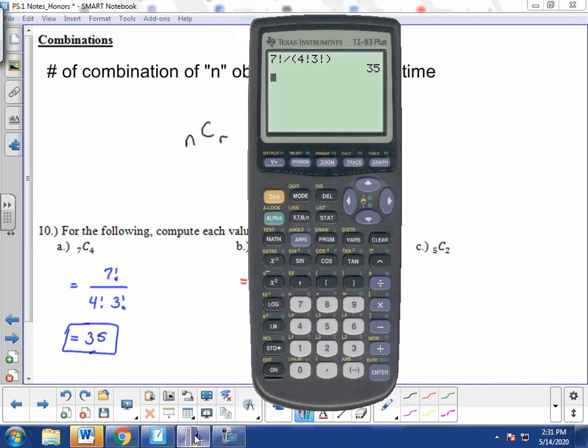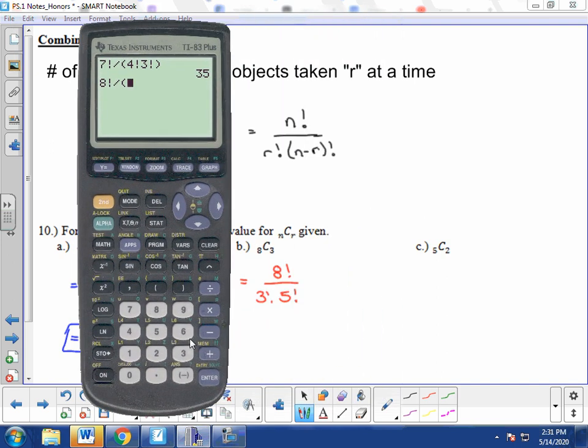And then again, we could do that in the calculator. So 8 factorial divided by 3 factorial times 5 factorial. Make sure you put the denominator here in parentheses so that it is dividing by both of those. And there would be 56 different combinations they could have with those jerseys and socks and pants.